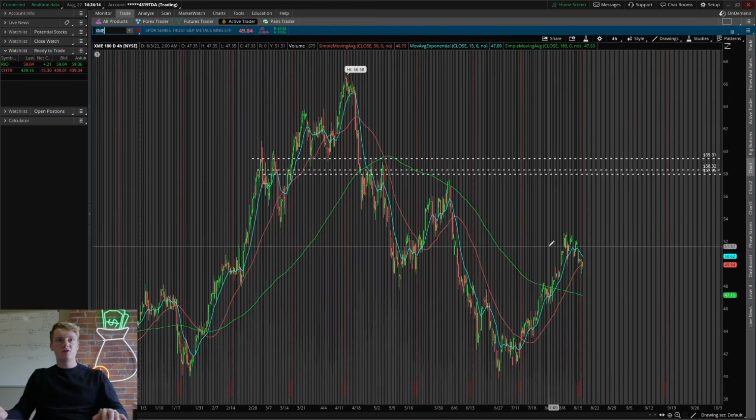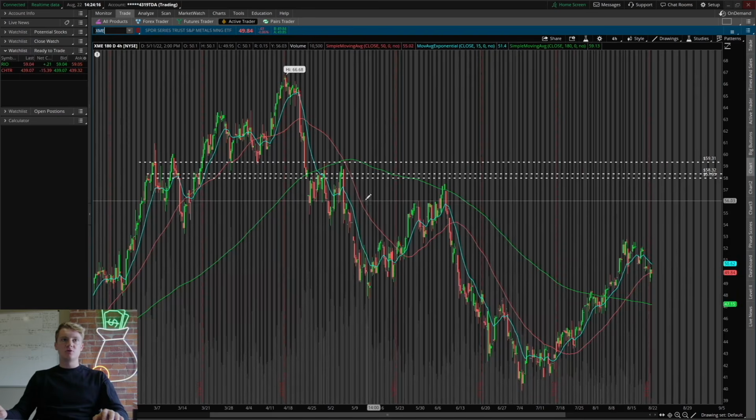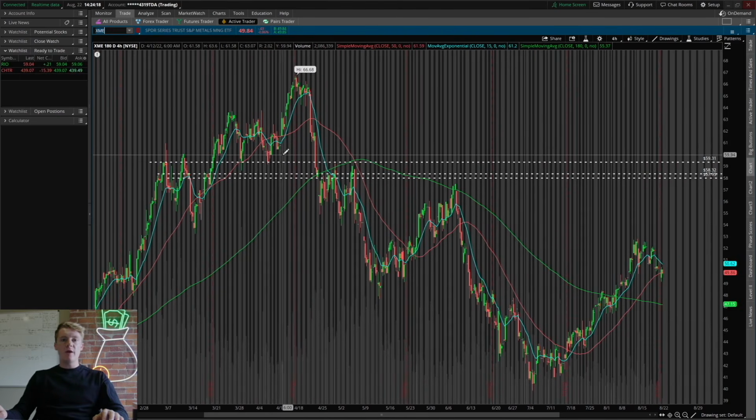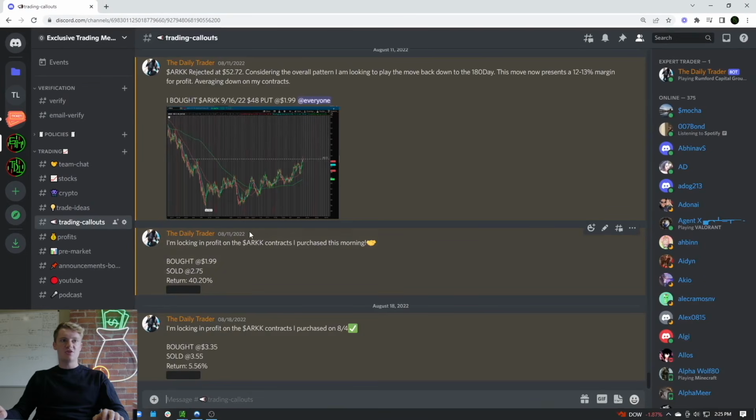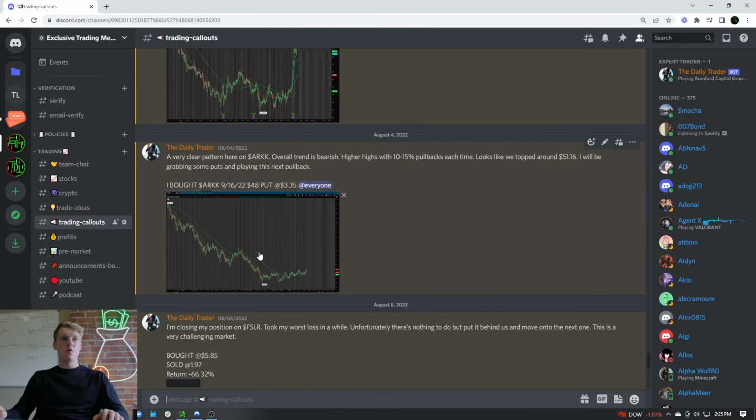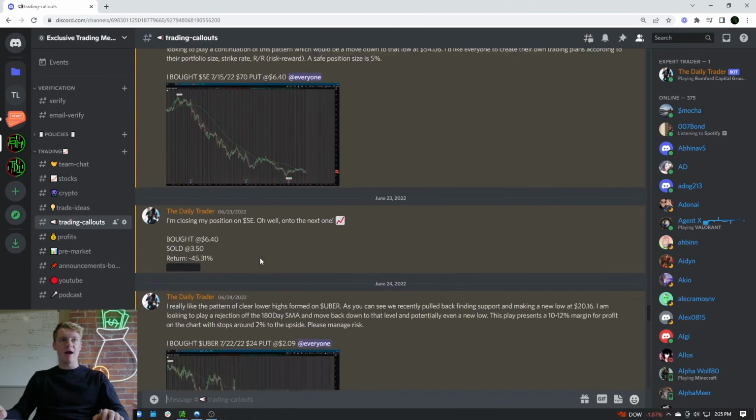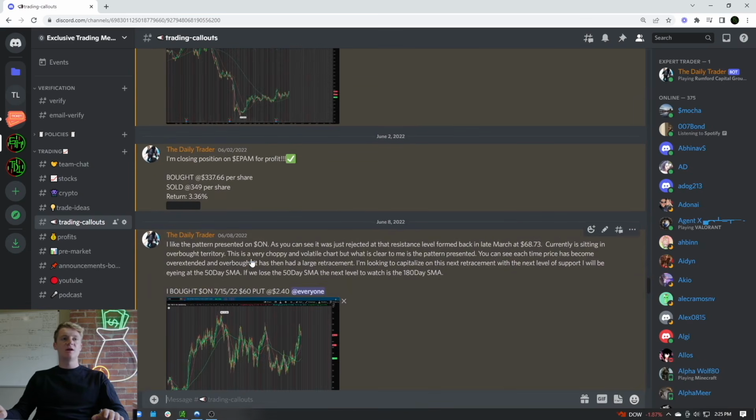Now, this is a previous trade that I took inside the mentorship group. I was charting this thing way back. I believe this was back in January. I'm actually going to pull up the mentorship and we'll go back to that trade because it's a good example of an overbought, overextended pullback where we're looking to capitalize on a very, as I said, overbought chart.